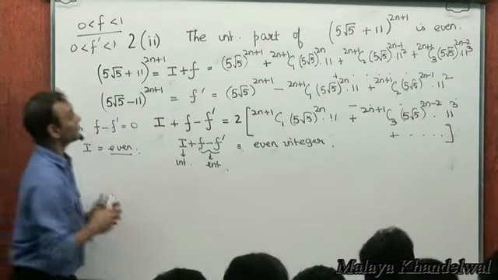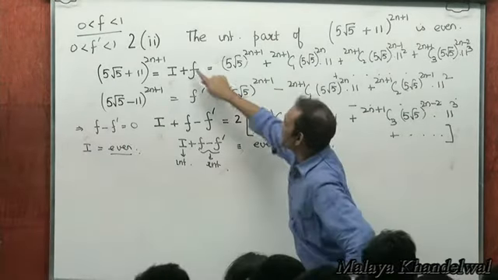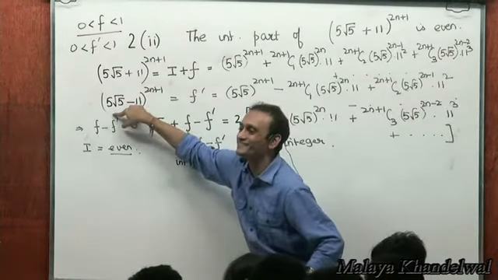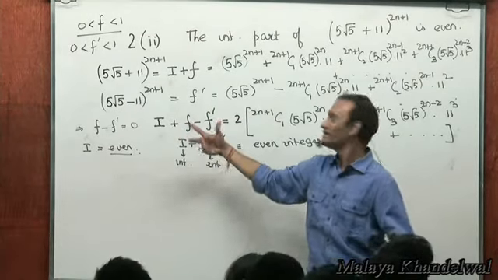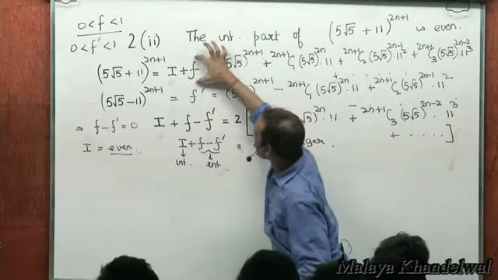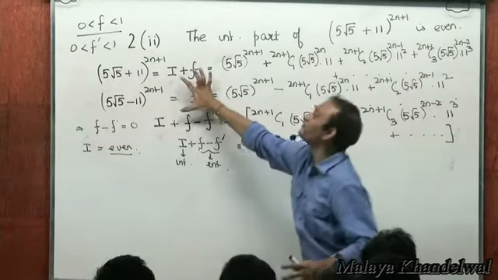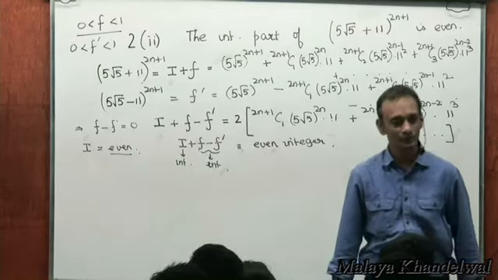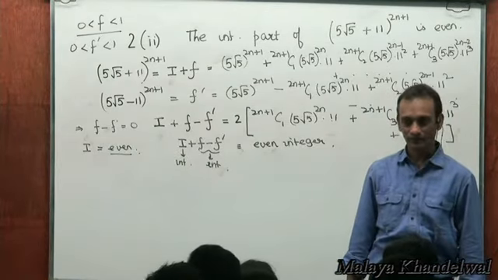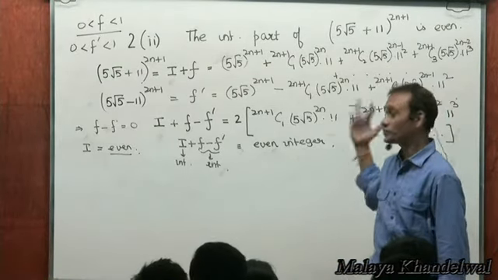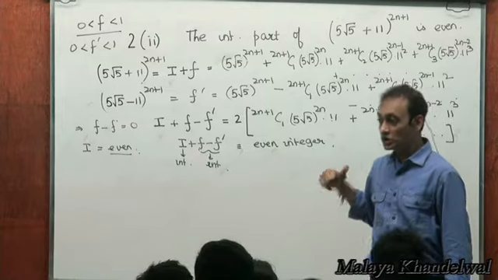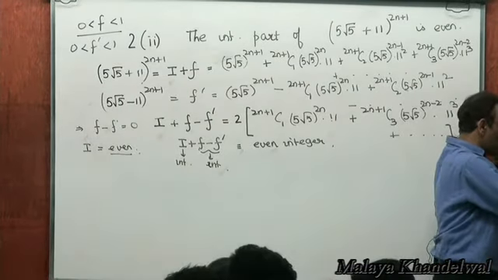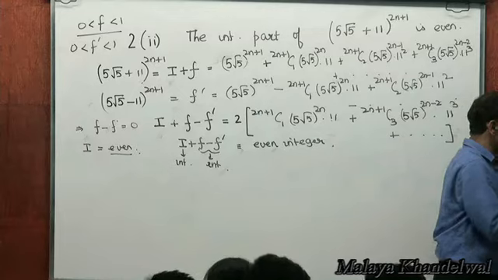One thing then. Since f is f prime, the fractional part of this is actually 5 root 5 minus 11 to power 2n plus 1. Yes or no? Right? This is what you do. Clear?